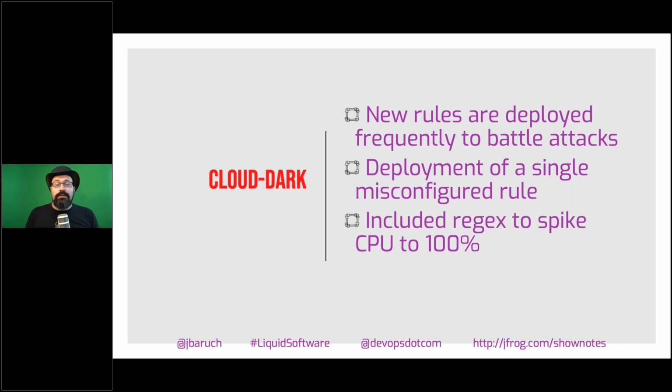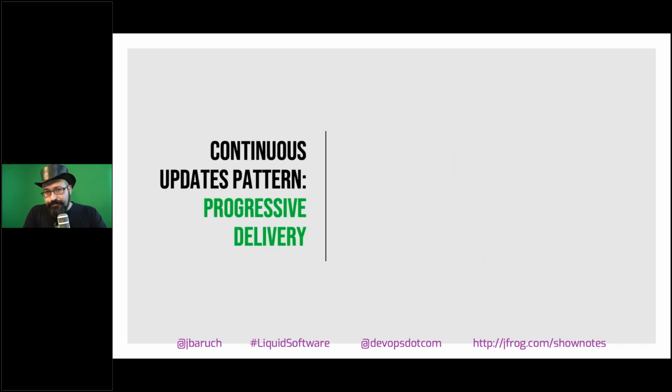This rule had a regular expression which caused the CPU to spike to 100%, and then obviously the failover servers kicked in, also got the misconfigured rules, spiked their CPU to 100%, and at the end of the day, the Cloudflare status page actually mentioned affected region: Earth, which was true. And obviously there are some lessons to learn from that as well. And the first one, the big one, is progressive delivery.